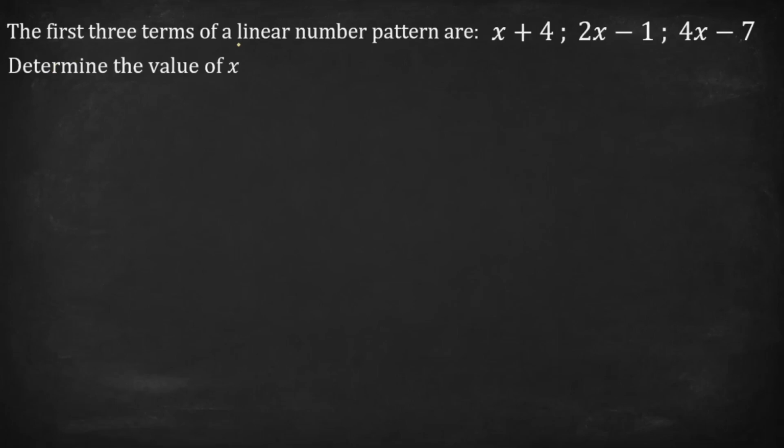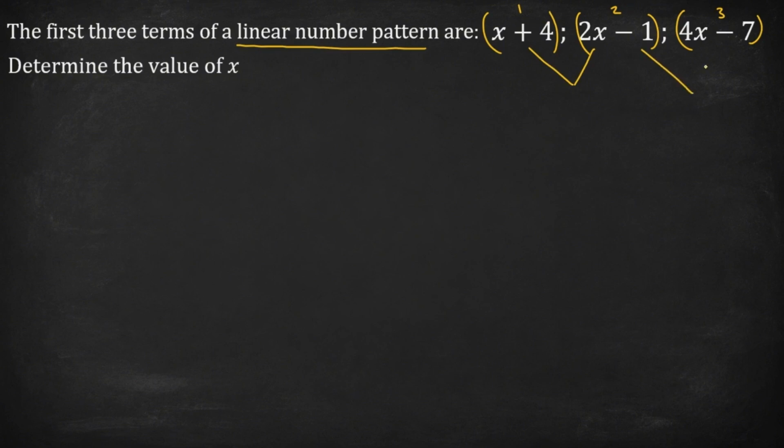The first three terms of a linear number pattern are x plus 4, 2x minus 1, and 4x minus 7. That means that this part here is term 1, this part here is term 2, and this is term 3. Now the question says that this is a linear number pattern. That means that the difference between term 1 and 2 will be exactly the same as the difference between term 2 and 3. So let's just say y for now. The difference is equal to y because we don't know what the difference is.